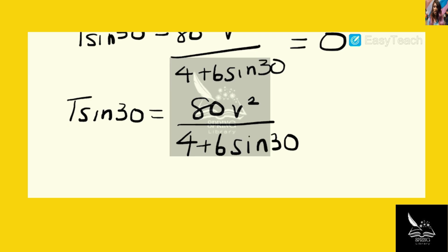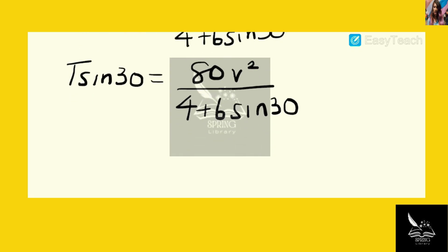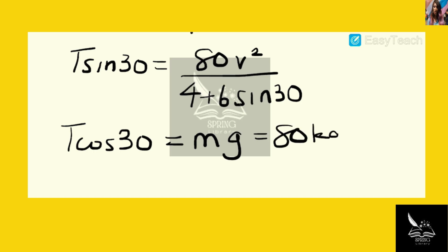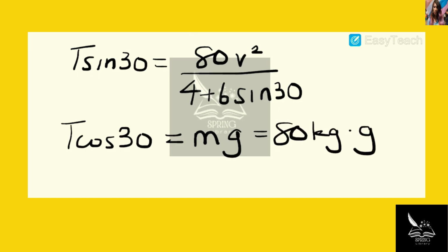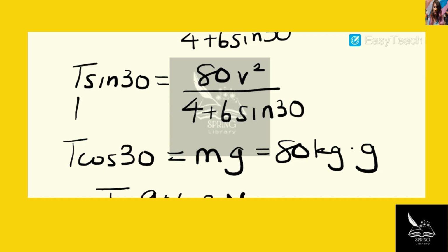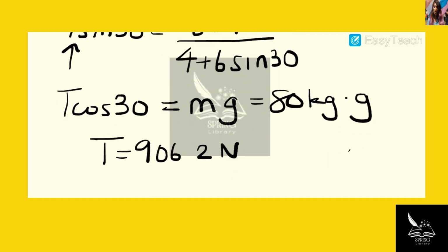Next, we can look in the vertical direction, and we see that T cos theta, which is the component of the tension in the vertical direction, is simply equal to the weight force. So that's going to be equal to mg. We know mass to be 80 kilograms, so it's 80 kg times g. What this does is this gives us the tension force, which is equal to 906.2 newtons. What we can do is take this value and plug it into here. And what that allows us to do is solve for the velocity.